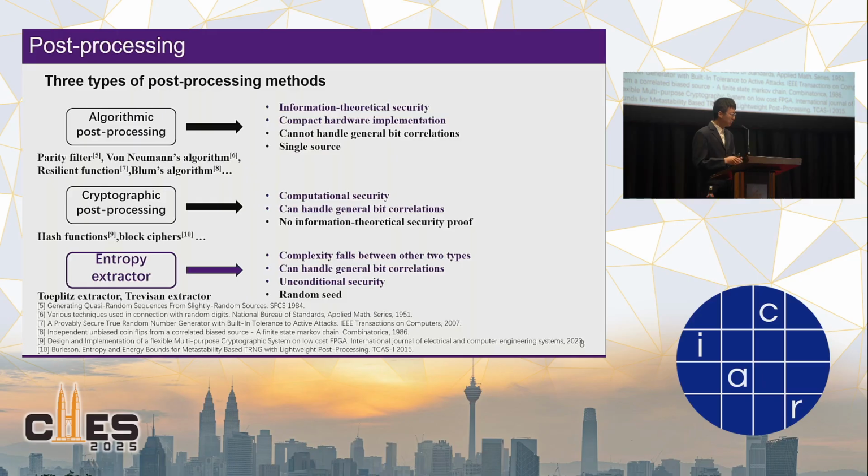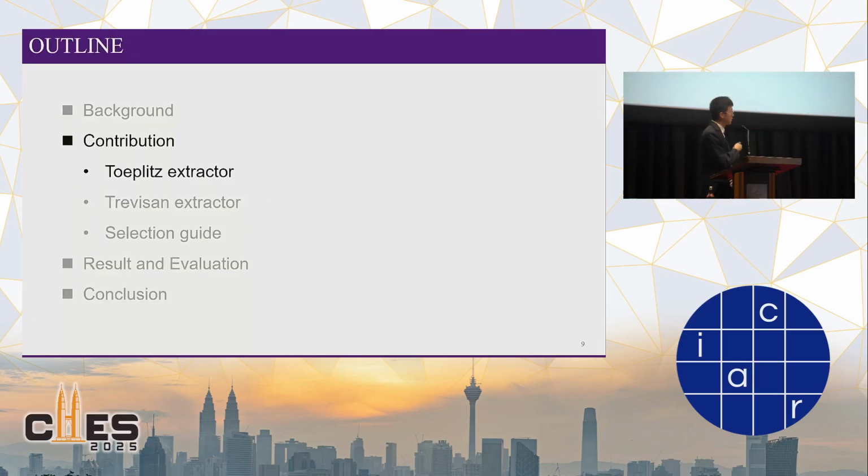The entropy extractor offers the best of both worlds. They can handle general bit collisions with unconditional security, which is not based on any computational assumption. They usually extract randomness from an entropy source with the help of a random seed from another independent entropy source. So let's move on to the main contribution of our work.